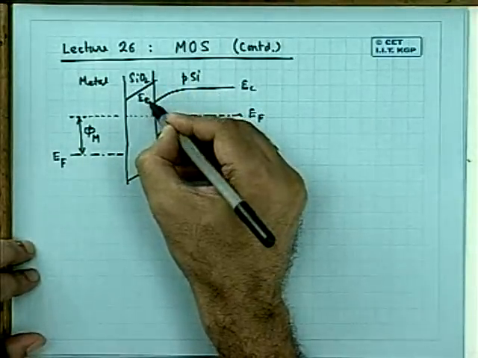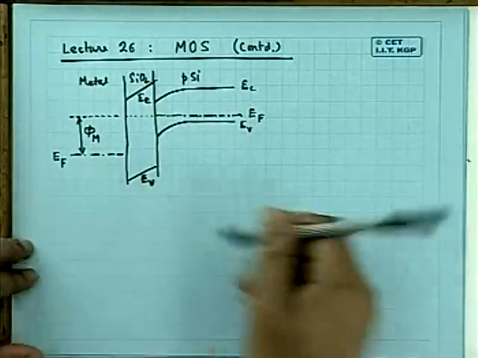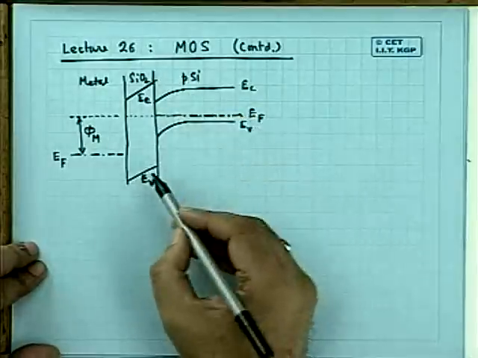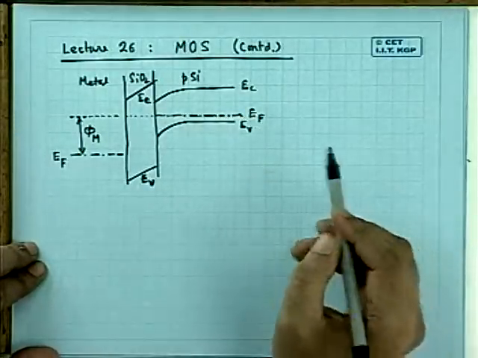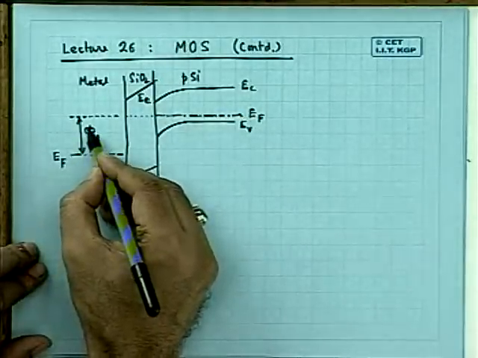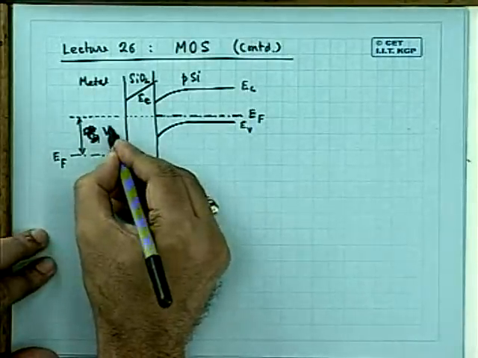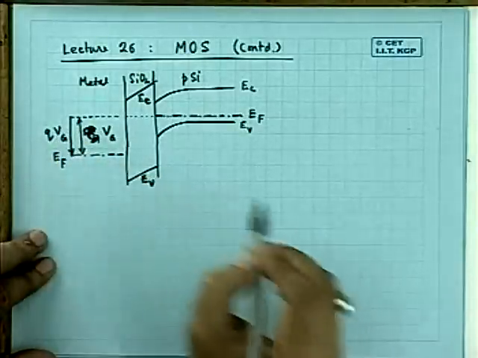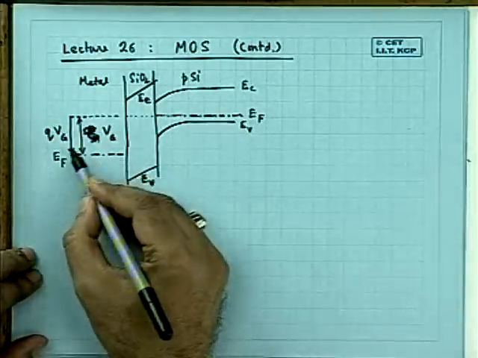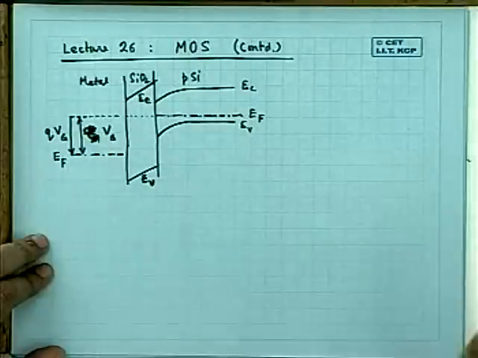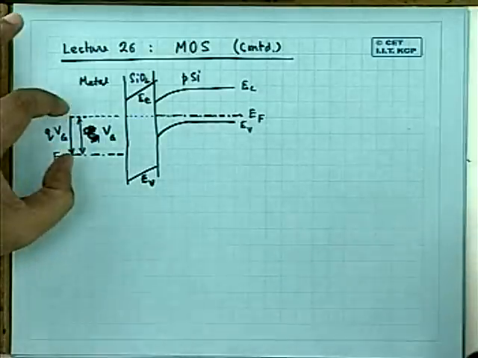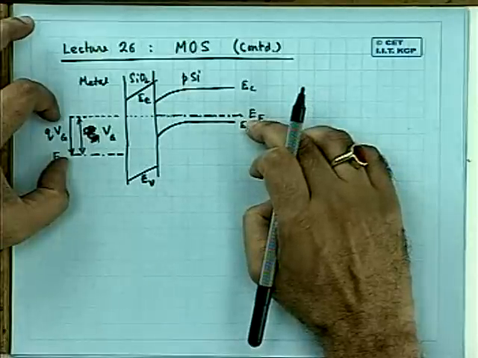Let us assume that EC and EV, the band, will bend linearly. This is the conduction band edge of the insulator, and this is the valence band edge of the insulator. Then with the application of, this is not phi m, this is my Vg, Q into Vg. When you apply a bias Vg, which is positive with respect to the substrate, the Fermi level in the metal is lowered by the amount QVg with respect to that of the bulk.